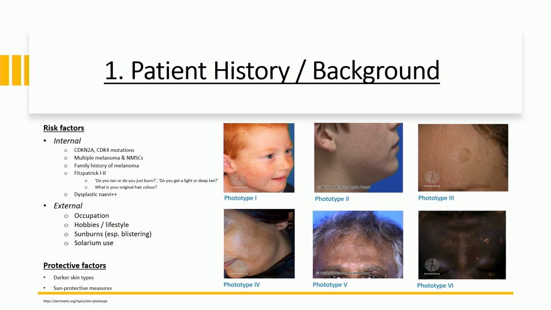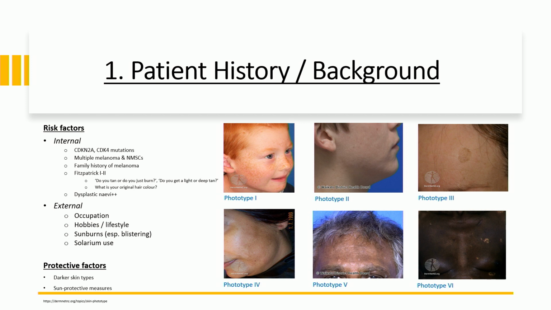The easy way of thinking about it is you can ask them, do you tan or do you burn easily? Or do you get a light or deep tan? And ask them what their original hair color is if they are in the older age group. Then there are patients with dysplastic nevi. Dysplastic nevi are irregular looking moles, and I've got some pictures a bit later on. These patients are at a high risk of having melanoma.